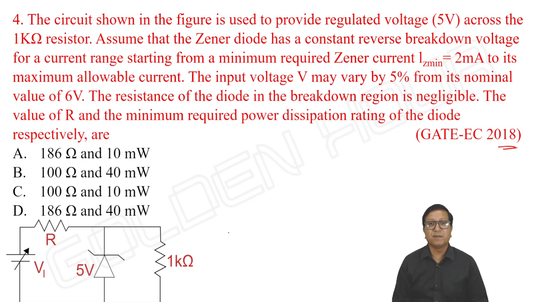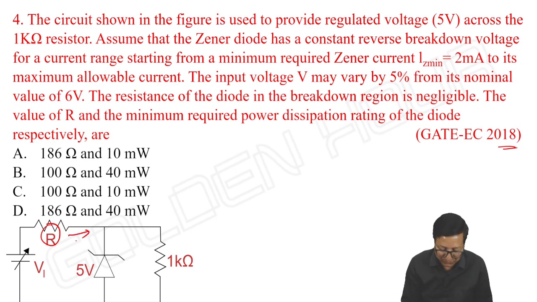Okay, the input voltage V may vary by 5% of its normal value of 6 volts. The resistance of the diode in the breakdown region is negligible, means RZ is neglected. The value of R and minimum required power dissipation rating of the diode respectively are. Okay, they are asking the value of R and the power rating of the Zener diode. Okay, very good. And IZ maximum is not given.